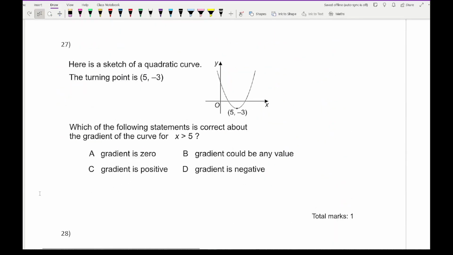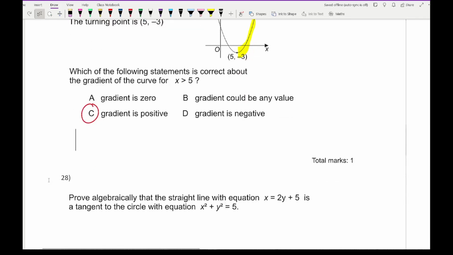Now moving on to question 27, it says here is a sketch of a quadratic curve. The turning point is 5, minus 3. Which of these statements is correct about the gradient of the curve when x is greater than 5? Well, where x is greater than 5 is here, that part there. And at that point there, you can see that the gradient's always positive. So the correct answer I should highlight is going to be C.